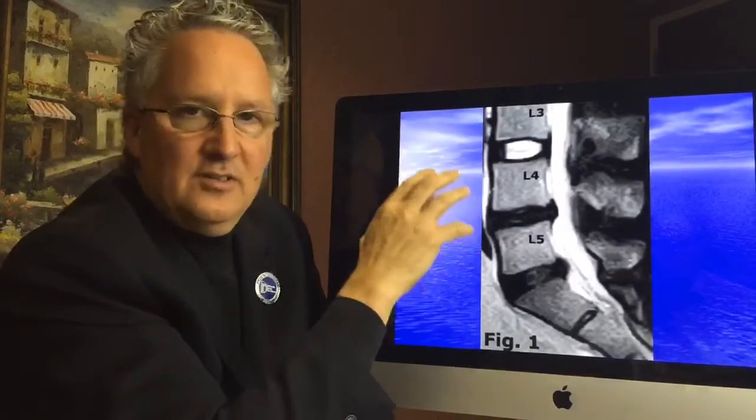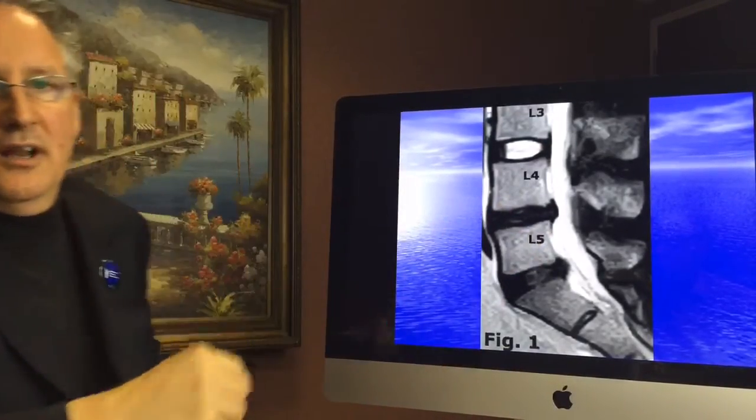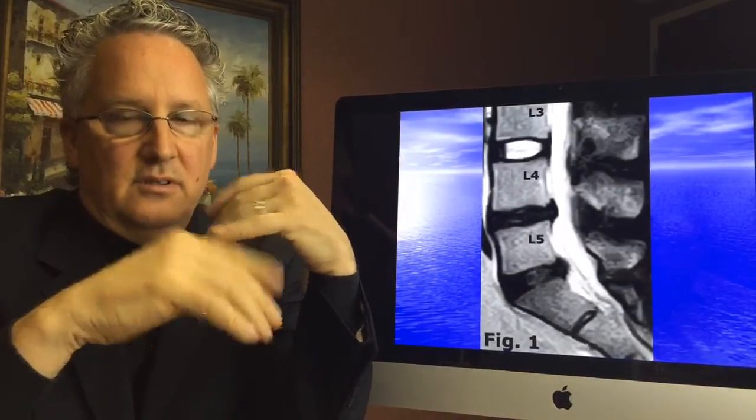So the difference is how far the nuclear material pushes out into the spinal canal. The further it pushes out, it's herniated. Less is bulge. That's it.